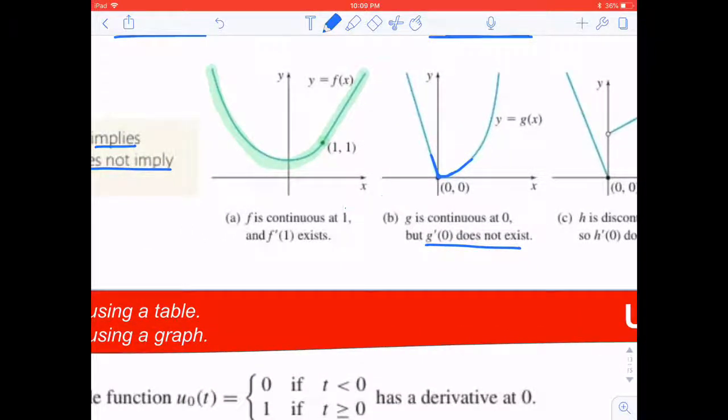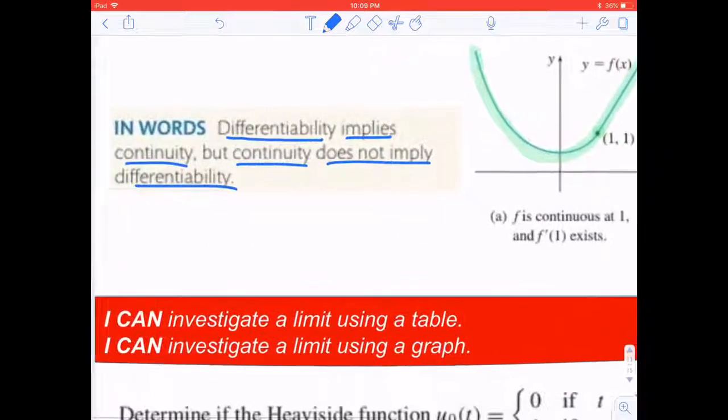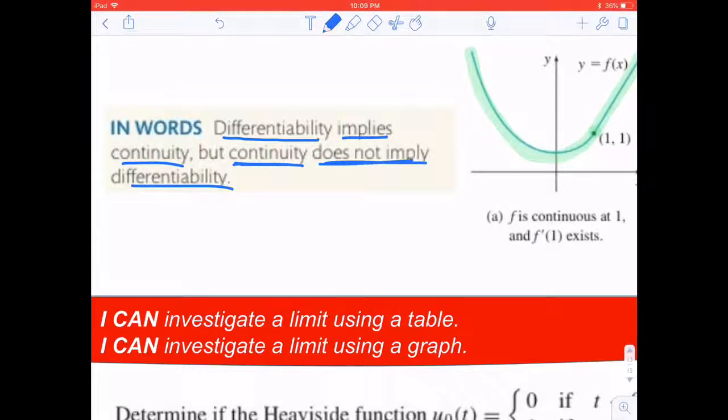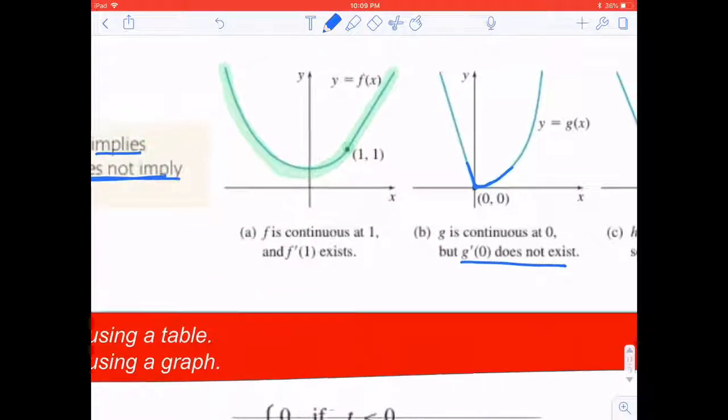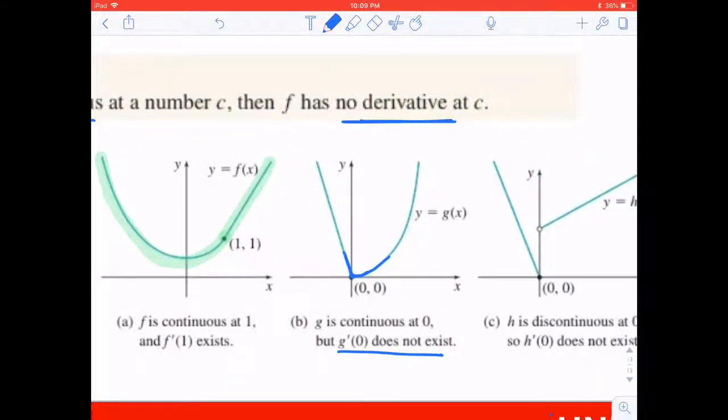So it goes back to the idea here: continuity does not imply differentiability. Just because a function is continuous doesn't mean it's differentiable. We could also have things that have corners, which are continuous but not differentiable at a point, and we have cusps that are continuous but not differentiable at a point.